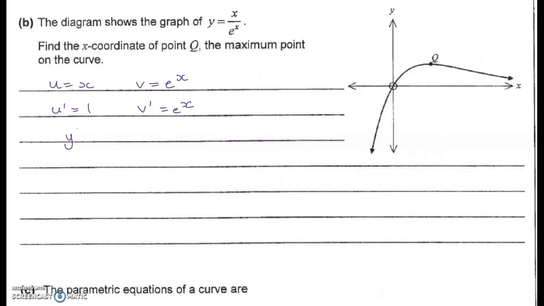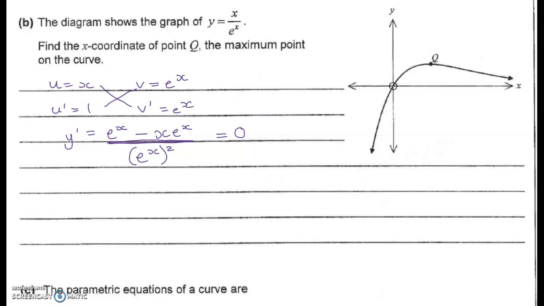And then the derivative of y will be v du by dx, which is e to the x, minus u dv by dx, which is x e to the x, divided by v squared, which is e to the x squared. And then we will set that equal to 0 to look for our maximum point.